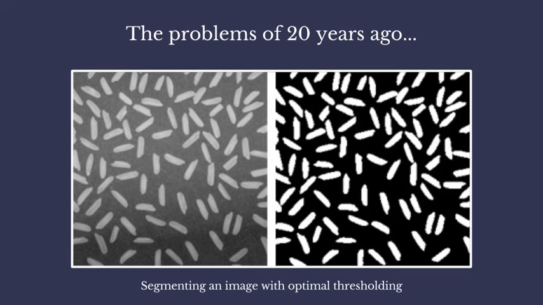On the other hand, if we go 20 years back, the problems we were trying to solve was typically separating white objects from black backgrounds. Thresholding algorithms can solve these problems quite well, and they were able to run fast even on low-end hardware.